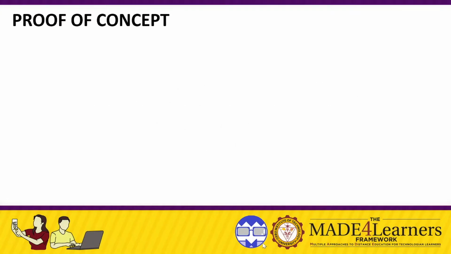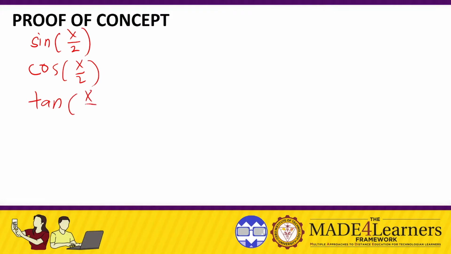First, let's try to understand what a half angle identity is. From the term half angle, it means half of the angle. For example, we have sine x over 2, cos x over 2, and also tan x over 2. So what are the identities or formulas that represent these half-angle functions?